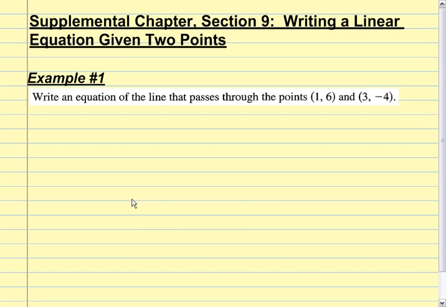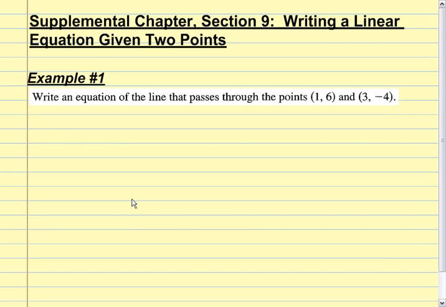Now, you knew this was coming. They're just going to give us 2 points. And they're going to say, what's the equation of the line that goes through these 2 points? You've got to have 2 points to draw a line. Here are 2 points. What's its equation? Okay? Now remember, nothing's changed.